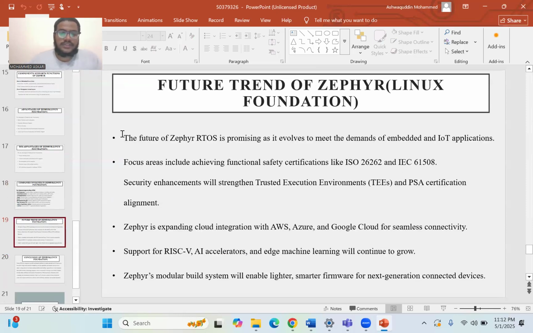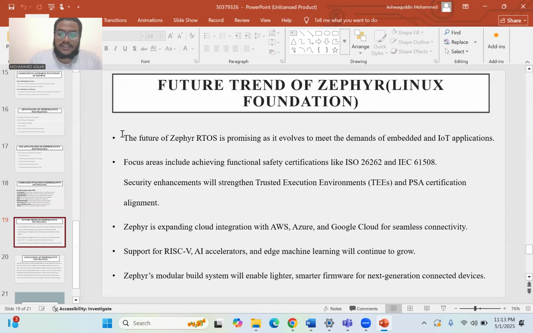And we discussed the future of the Zephyr Linux Foundation. The future of Zephyr RTOS is promising as it evolves to meet the demands of embedded and IoT applications. It focuses on areas including achieving functional safety certification like ISO 26262 and IEC 61508. Security enhancements will strengthen the trusted execution environment and PSA certification alignment.